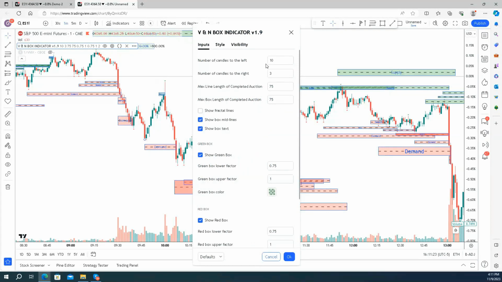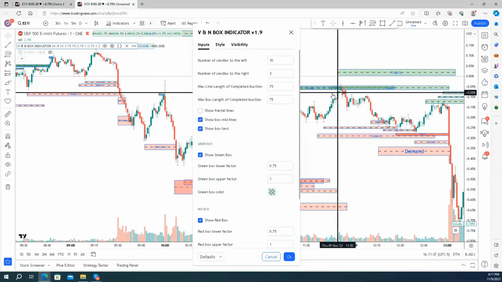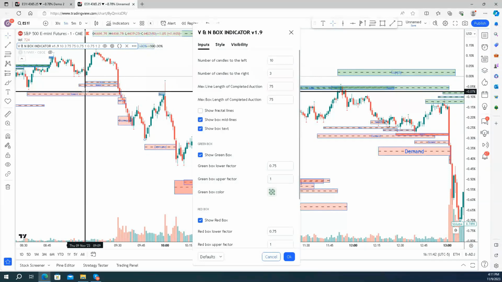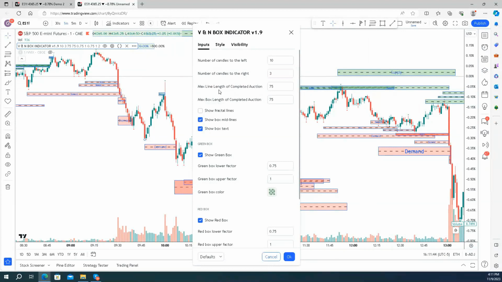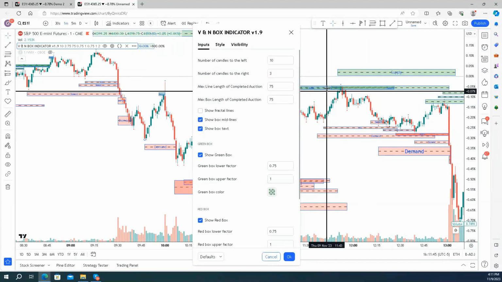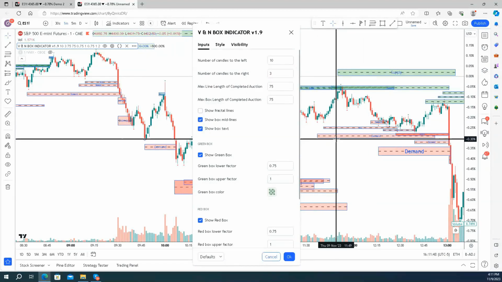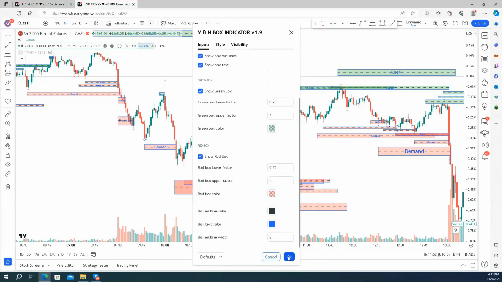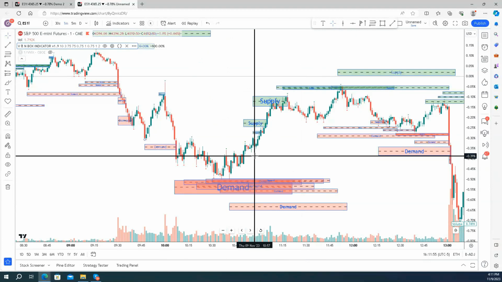This would be how you define your fractal. You want how many candles to the left. I have it set at 10, and how many candles to the right. I have it set at 3 currently. That means it will identify any fractal that meets that criteria. And then we don't want lines carrying on forever, so I put in parameters on carrying these supply and demand boxes to the right when they're formed. And then the rest of it is just customization. So how does it work?